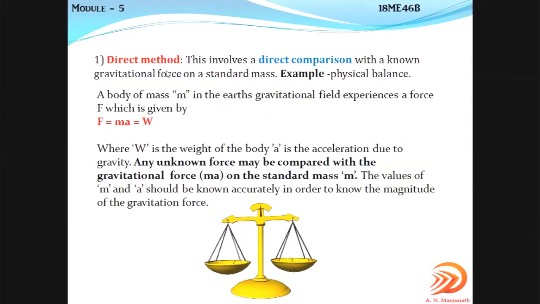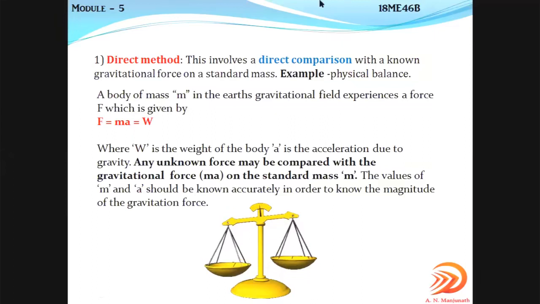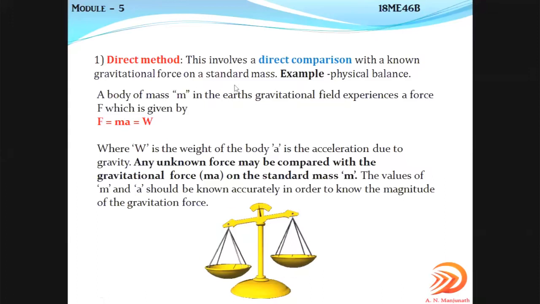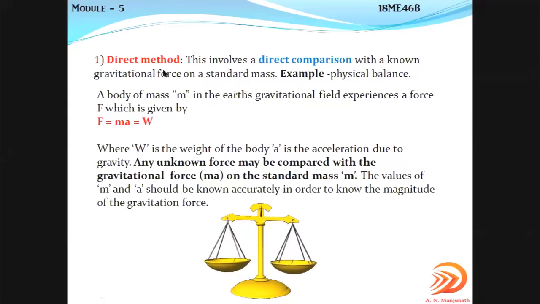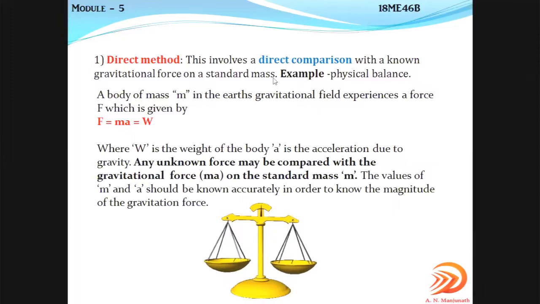You can observe here the first method, which is the direct method of measuring the force. See, it involves a direct comparison with a gravitational force on a standard mass. As the name represents, a direct method means a direct comparison of the unknown force with the known standard, that is, the known standard mass and its gravitational force. That is the direct method of measuring the force.